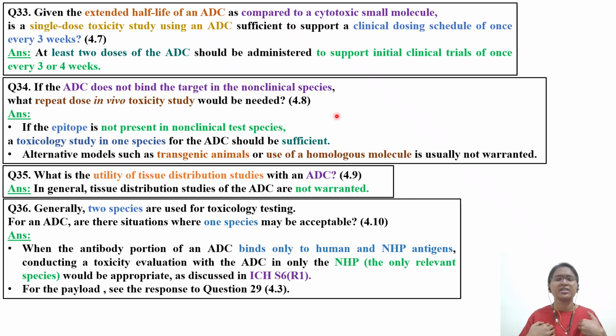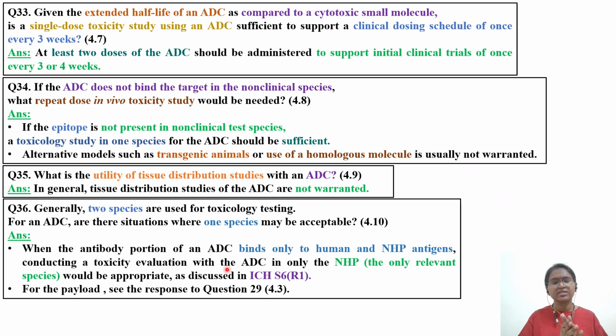Yes, as per my understanding, it is acceptable if there is only one relevant species. The agency, ICH, or if you are submitting the data to FDA, they will also accept. When the antibody portion of the ADC binds only to human and non-human primate antigens, conducting a toxicology evaluation with the ADC in only NHP, the only relevant species, would be appropriate as discussed in ICH S6R1. You go back and see this section, what kind of test species is given in ICH S6, the biotechnology derived guideline, revision 1.